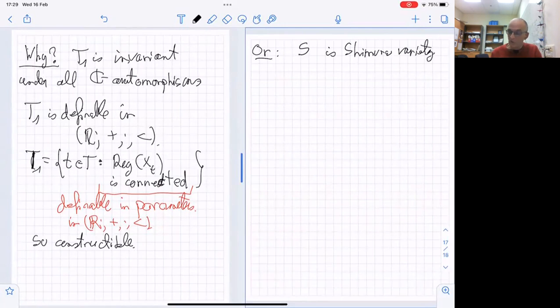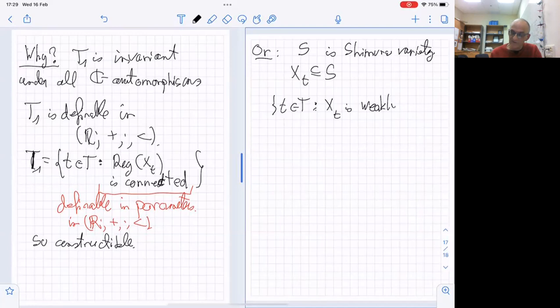Then, and all the XT, let's say, are subsets of S in the family, then the set of all T such that XT is what's called weakly special, for example. I'm just aiming this at people who know what it is. Not special, because special requires it to contain rational points, and we cannot identify definably which ones are rational points. So I'm just putting it in, don't worry if you don't know what it is. It's not where we're going. It is also constructible.